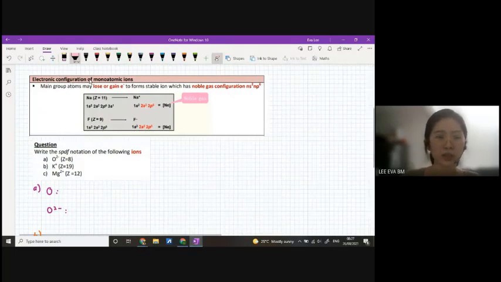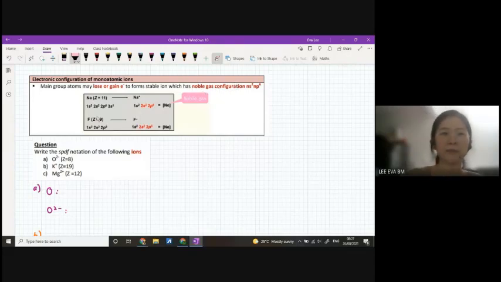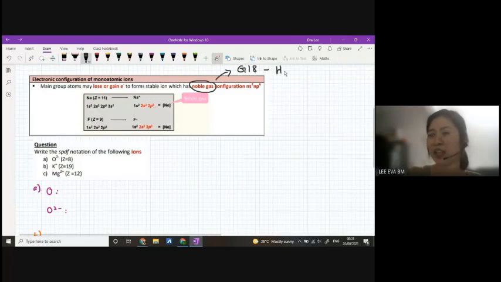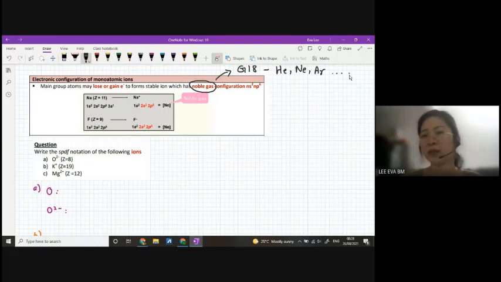Electronic configurations of monoatomic ions: you may either lose or gain electrons to form a stable ion, and after losing or gaining electrons, you will achieve the noble gas configuration. What does noble gas represent? The group 18 elements, the ones we mentioned just now: helium, neon, argon, krypton, xenon, and so on going down the group.